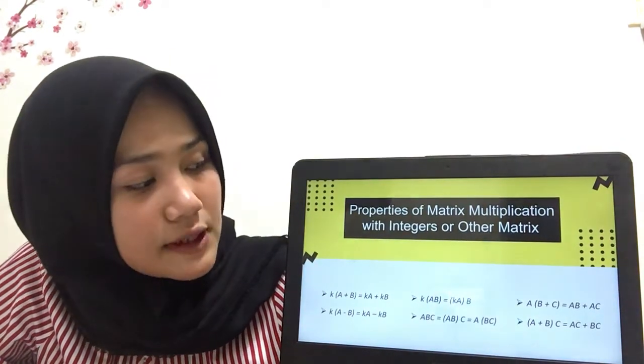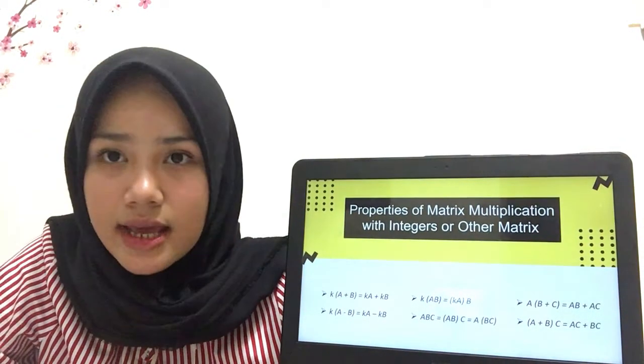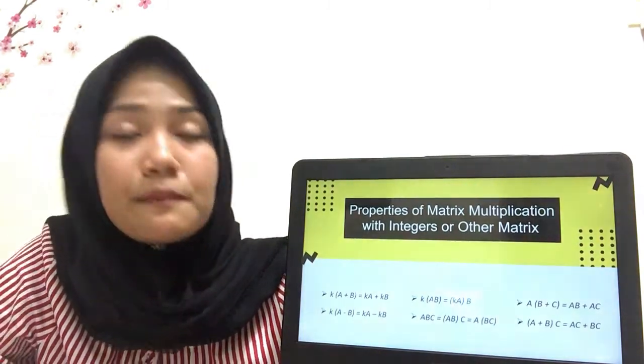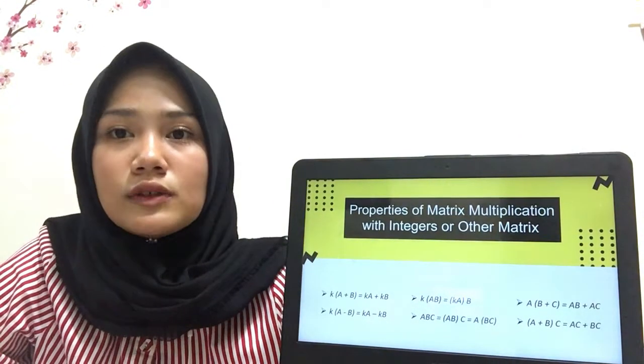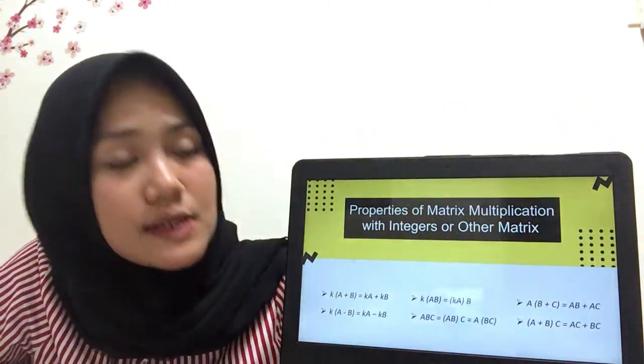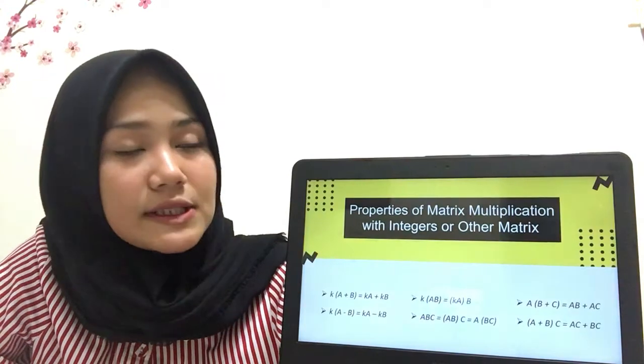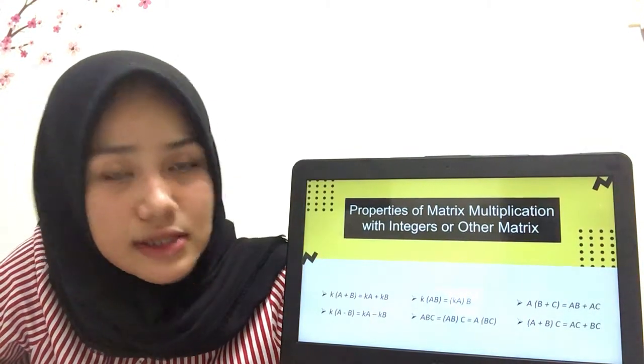And the next property is matrix A multiplied by (matrix B plus matrix C) is equal to matrix A multiplied by matrix B plus matrix A multiplied by matrix C.